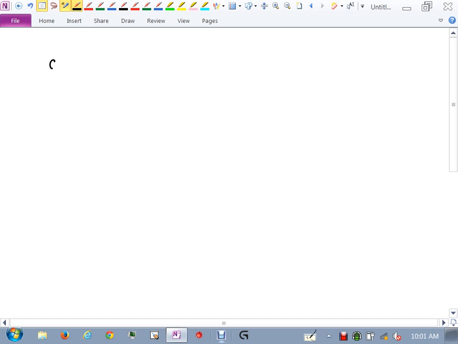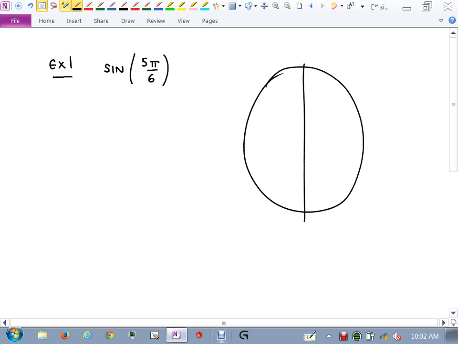So I would like for us to look at our first example. I would like for us to take a look at what is sine of 5 pi over 6? Well, let's look at our unit circle. Where's 5 pi over 6? How about right here, isn't it?